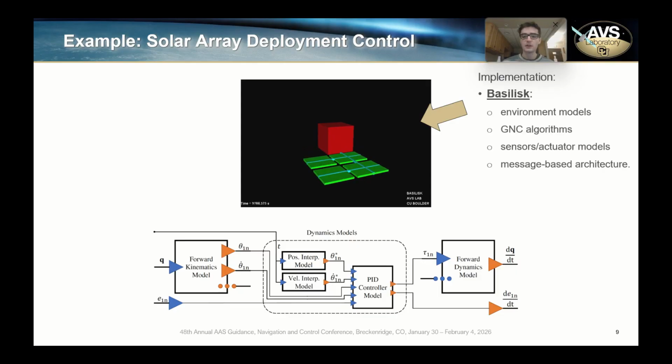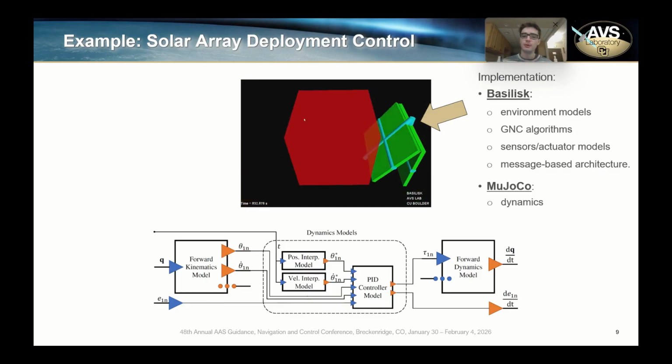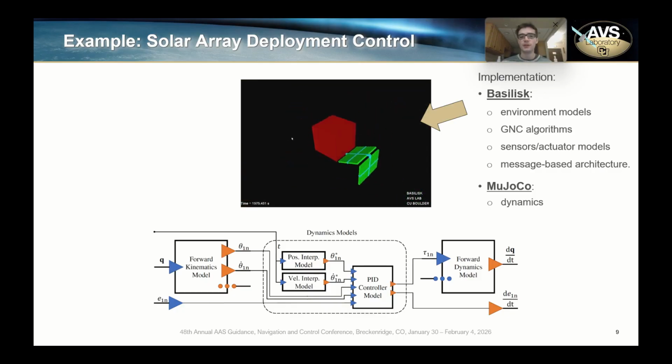The video that you're seeing here, we produced with the software that we have at AVS. It's a combination of Basilisk, which has a long heritage of good environmental models like gravity and aerodynamics, a bunch of GN&C algorithms, sensor and actuator models, and provides the message-based architecture that we're talking about. The multibody dynamics engine that we're using is called MuJoCo, which we previously introduced. It gives you a lot of cool things like constraints, joint limits, contact dynamics, and rendezvous modeling that, implemented by hand in Basilisk, would perhaps be unfeasible.